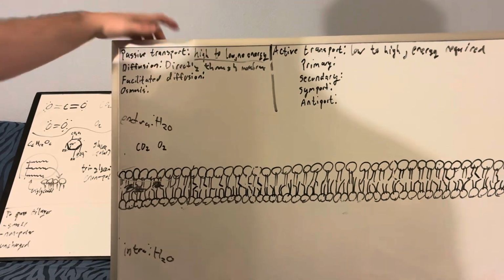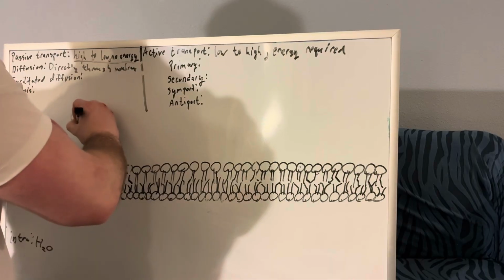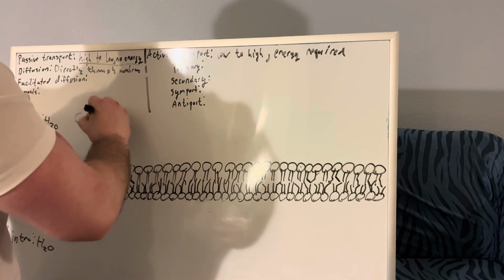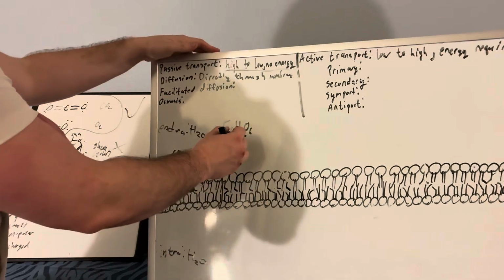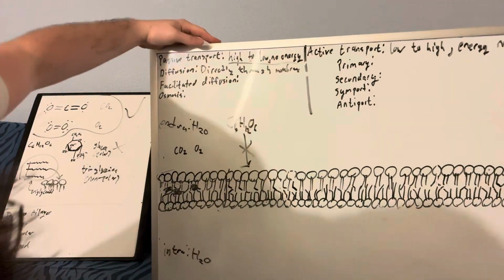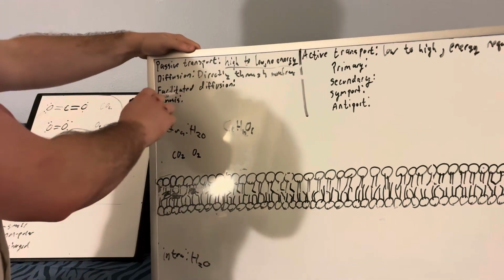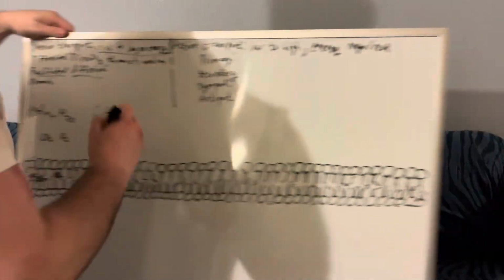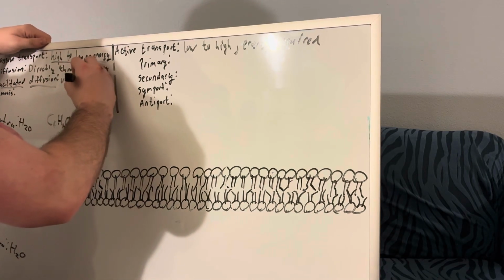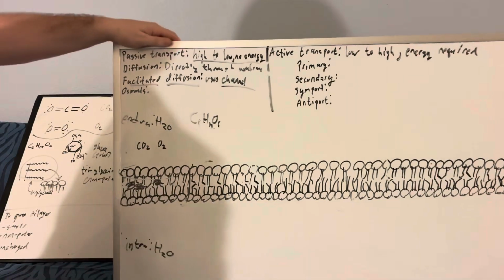Let's talk facilitated diffusion next. Let's say I do have a big old polar molecule of glucose. Can it just go through? We already said, no, it can't, no way. So it's going to utilize facilitated diffusion. So this uses a channel. Now a channel is going to be a channel protein.